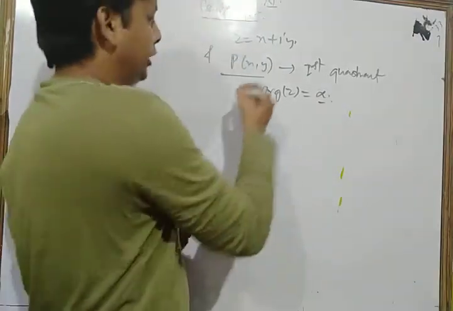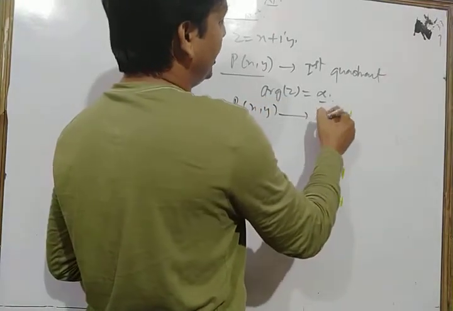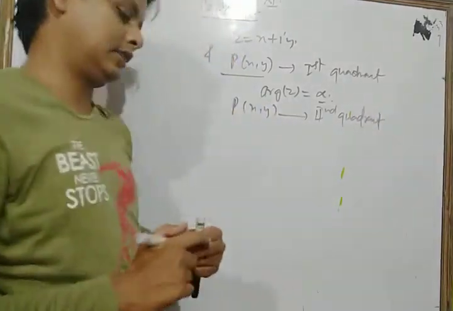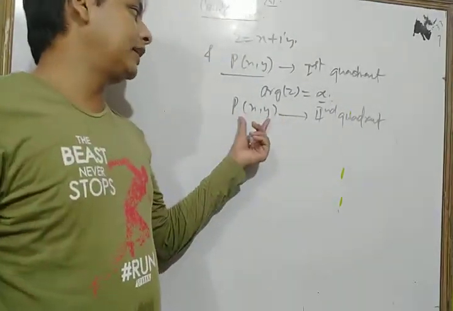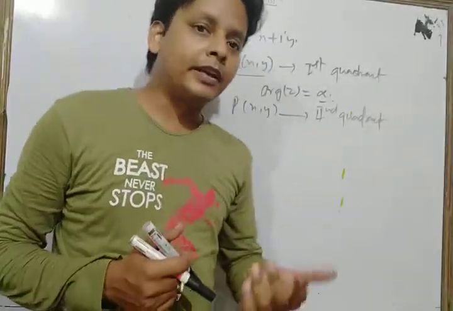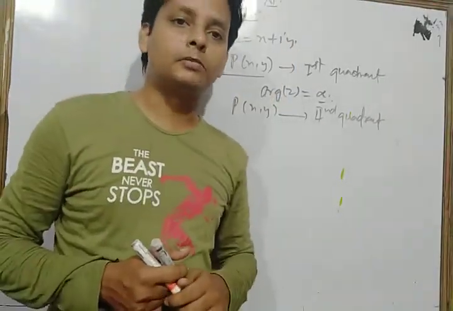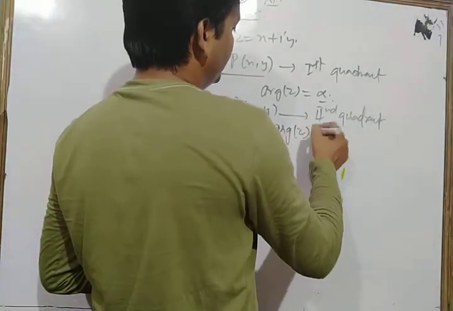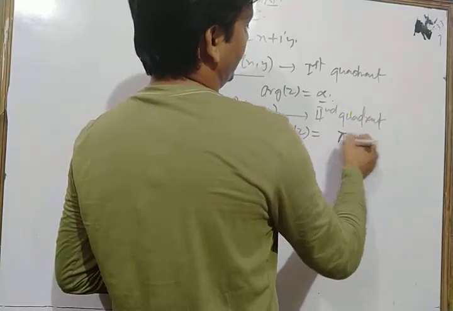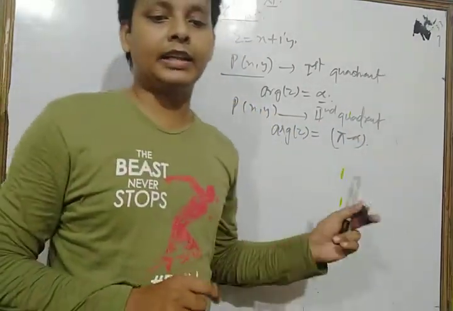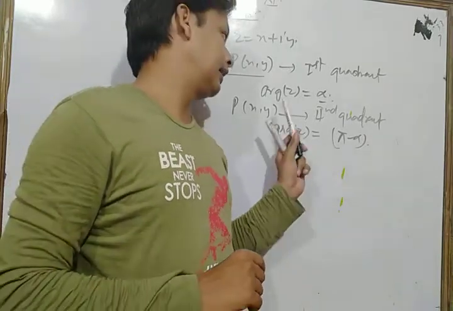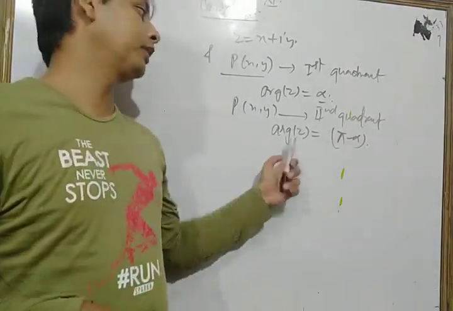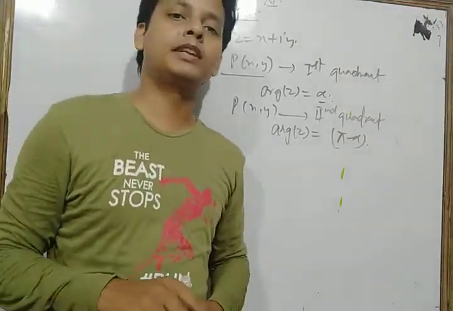Similarly, if the point P(x, y) lies in the second quadrant in its Argand plane, then the argument of z will be pi minus alpha. If the point lies in the second quadrant, then in that condition the argument of the complex number is always equal to pi minus alpha.